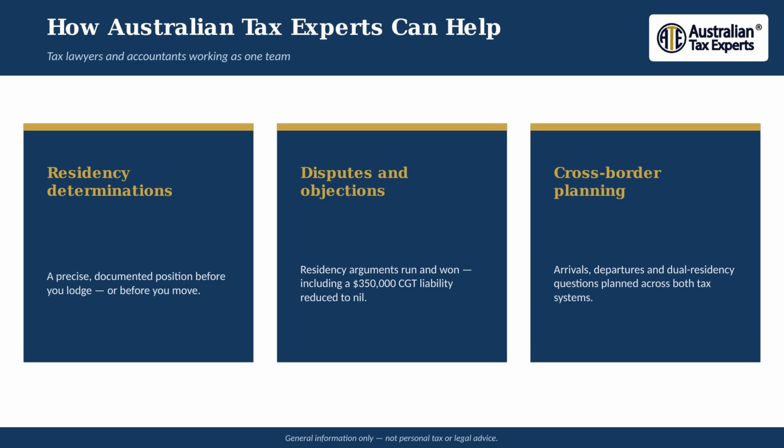At Australian Tax Experts, tax lawyers and accountants work on residency as one team. We provide residency determinations, a precise, documented position before you lodge, or better still, before you move, when the facts can still be shaped. We run disputes and objections, residency arguments made and won against the ATO, including that $350,000 liability reduced to nil. And we handle cross-border planning, arrivals, departures, and dual residency questions, planned across both tax systems rather than one at a time. If your life crosses a border, or is about to, your residency status deserves more than an assumption.